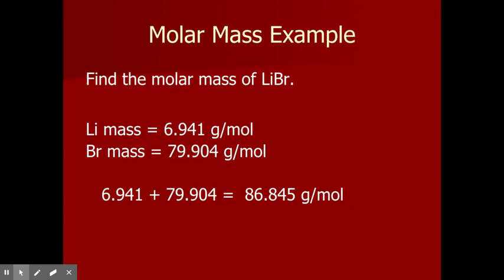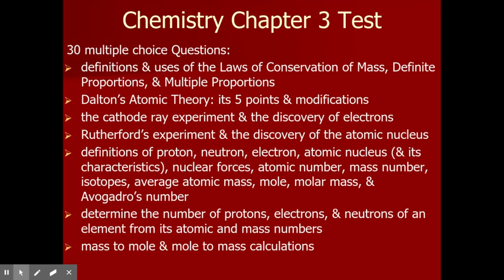A second example here is if I'm trying to find the molar mass of the compound lithium bromide. Lithium has a mass, if I look on the periodic table, of 6.941 grams per mole. Bromine on the periodic table, the mass is 79.904. And so what I do is I just add those two together, and it comes to 86.845 grams per mole. Now, you've got to watch out for subscripts. Say, for example, this was LiBr2, then of course I would take that bromine mass times 2 and then add it to the lithium. So be careful there.